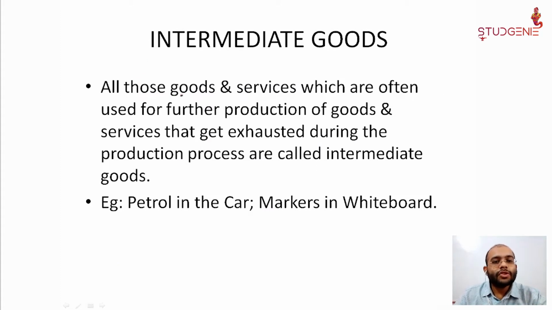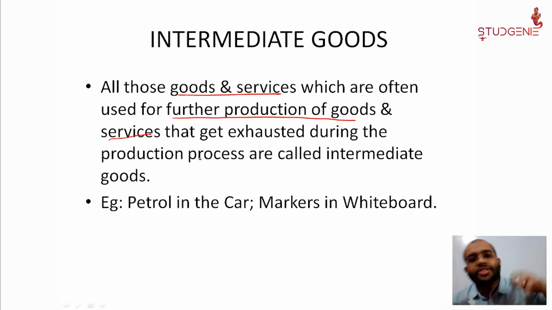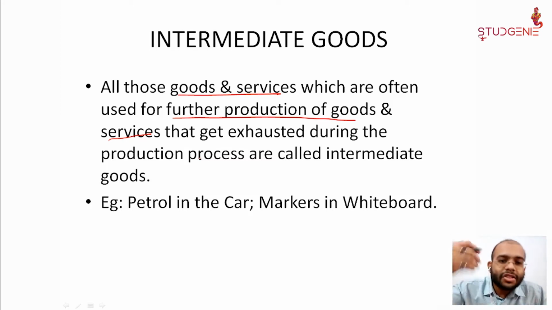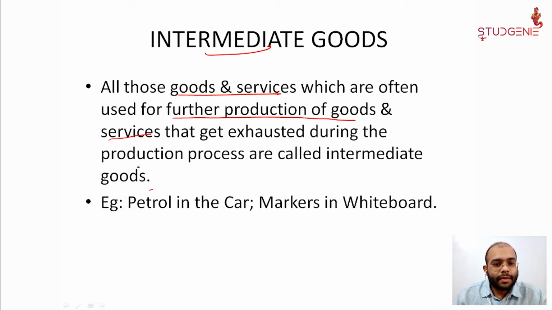And what about intermediate goods? All those goods and services which are often used for further production of goods and services, that get adjusted during the production process, are called intermediate goods. For example, your spices, as I have told you, are tangible goods. They are utilized for further production of goods and services by the hospitality industry. The hospitality industry utilizes the spices in order to prepare food and serve it to the customer, in order to prepare the consumer goods. Therefore, they can be called your intermediate goods. They are helpful in the further production process, right?